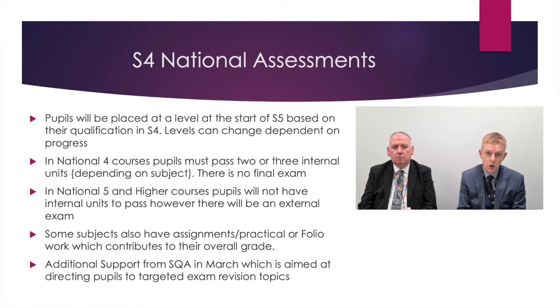Now clearly, once the qualifications drop through that door in August, we are in a position to change. So for example, if a pupil doesn't gain the qualifications that they believed they were going to, then we will adapt the level that they undertake when they start in S5. For National 4 courses in S4, pupils have to undertake internal units, and they have to pass each internal unit before they gain the qualification. If they fail one of the units, then they can't go ahead and complete the qualification. There are no grades associated with National 4, it's just a simple yes, pass or fail.